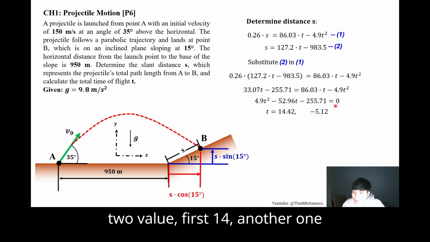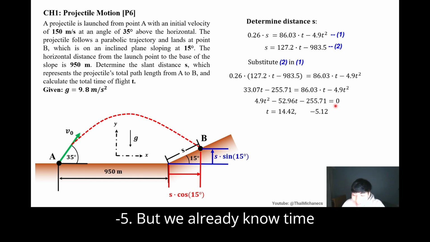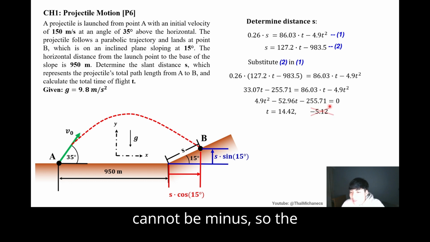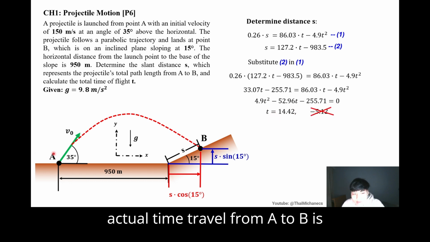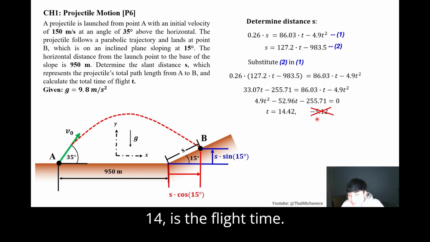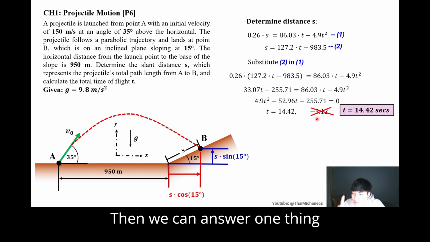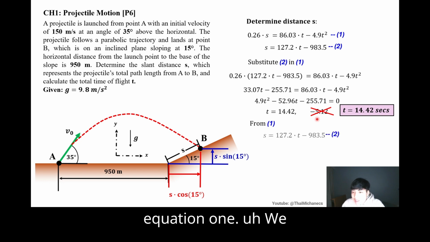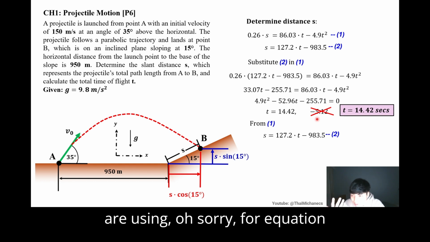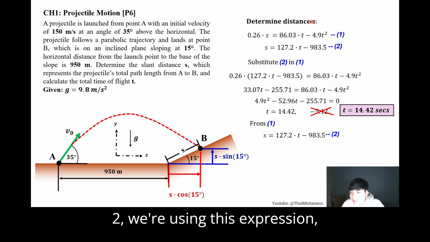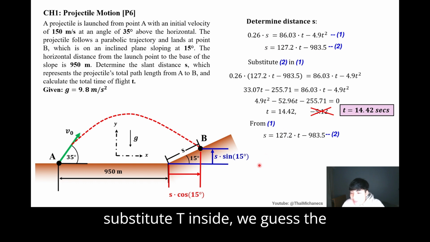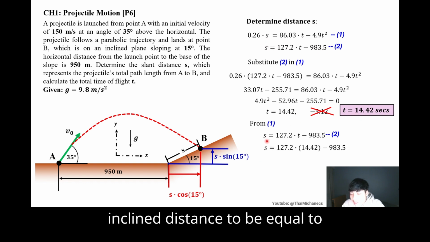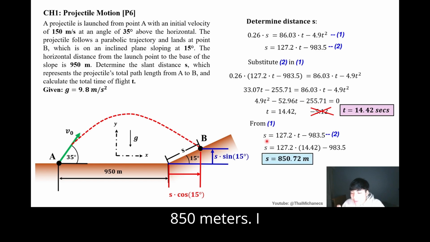First 14, another one minus 5. But we already know time cannot be negative, so the actual travel time from A to B is 14. It's the flight time. Then we can answer one thing: the time equals 14 seconds. And then, using equation 2, we substitute t inside, and we get the inclined distance to be equal to 850 meters.